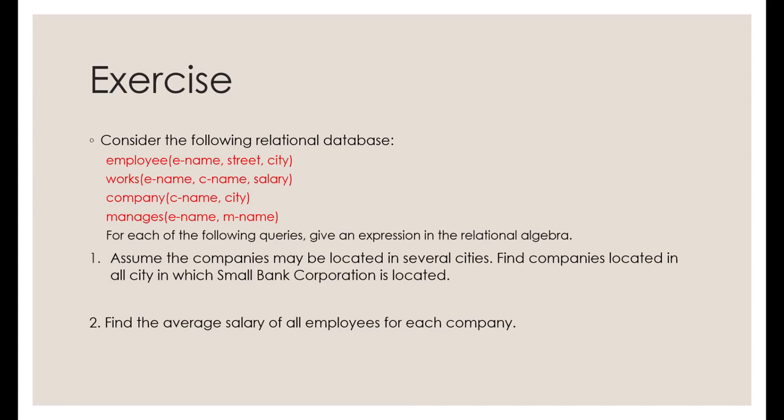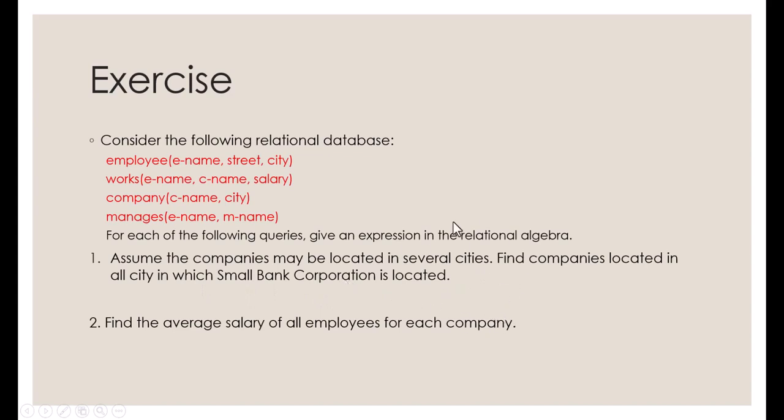So for number 1, let's take a look. So find companies located in all cities. So the first half will have the company name and city, right? So whatever appears before all or every is companies, and whatever appears after is city. So the one on the left-hand side should have the name of the company as well as the city. Okay, C name and city from company.